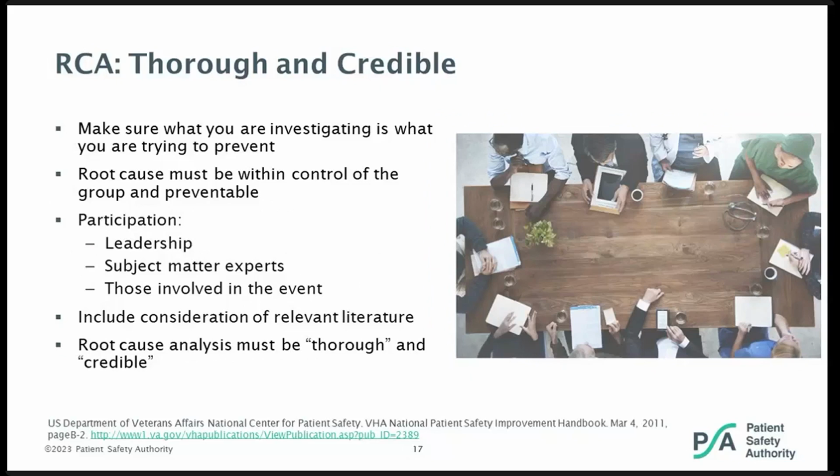You always want to make sure you're investigating what you're trying to prevent. It's easy to get scope creep during these. It's easy to go down additional rabbit holes that aren't necessarily related to the event. As a facilitator, if you are facilitating a root cause analysis, it's our duty, our job, to keep everybody on target, stay on track, and avoid those rabbit holes, because it's easy to get caught up in other things that aren't necessarily contributory to the event. Again, what is within our control?